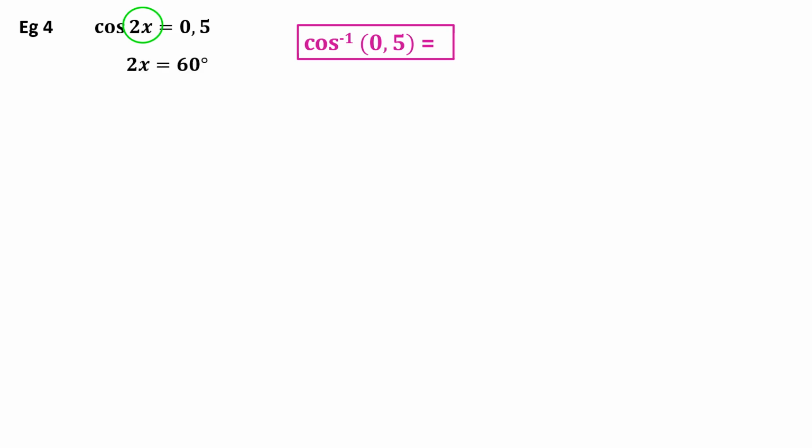With example 4, I've got cos 2x is equal to 0,5. And the first thing I see on the line is the cos. So that's the first thing I'm going to deal with. So on my calculator, I'm going to type Shift Cos of 0,5. And this will give me the answer for 2x. So Shift Cos of 0,5 gives me 60 degrees. But this is the answer for 2x. So if I want to know the answer just for x, I'm going to divide by 2. So x is 30 degrees.